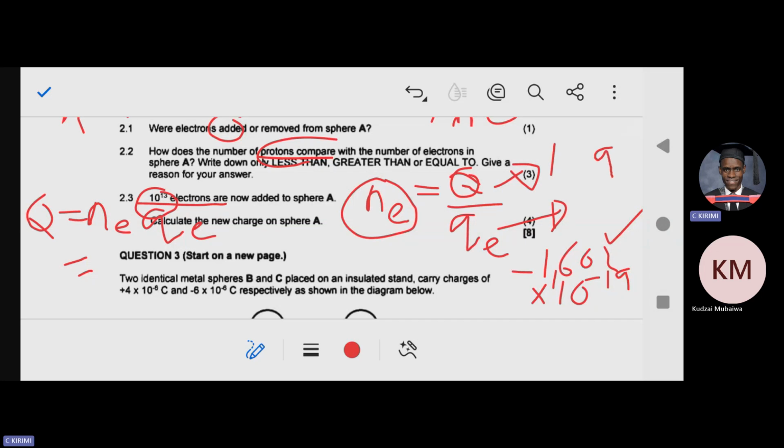I don't want to hear those zeros. Put that answer in standard form. Now you should know how to put an answer in standard form. Put that number in standard form. Yes, sir.